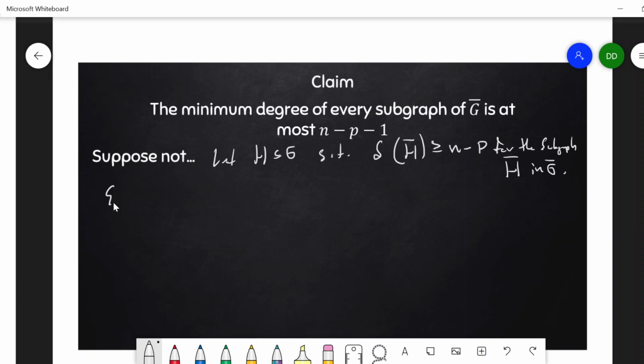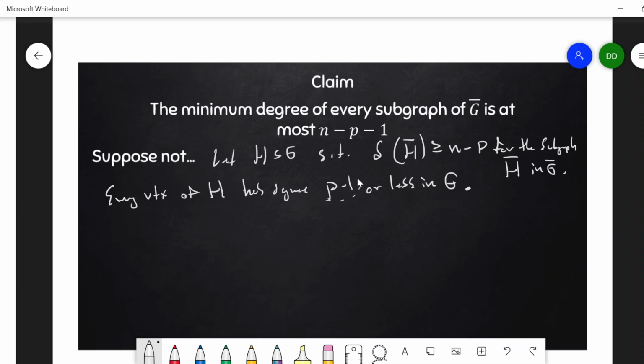And so every vertex of H has degree P minus 1 or less in G, right? If this is the case in H bar, and these are the degrees in G bar, at least n minus P, then n minus 1 minus n minus P, we get degree at most P minus 1 in G.